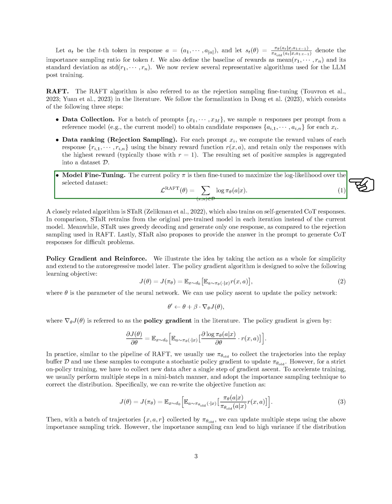We also mention a related method called STaR, which retrains from the original model each time and generates only one response using a greedy approach, unlike the rejection sampling in RAFT. STaR also suggests including the answer in the prompt for tougher questions. Next, we discuss the policy gradient and reinforce methods.